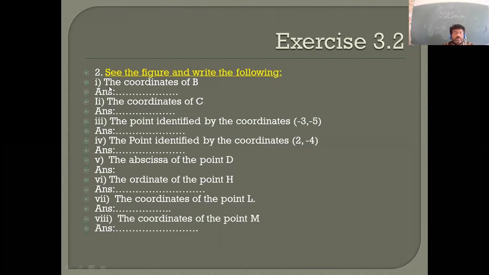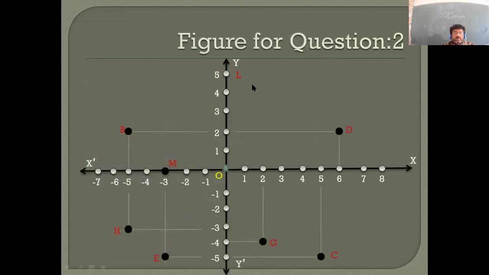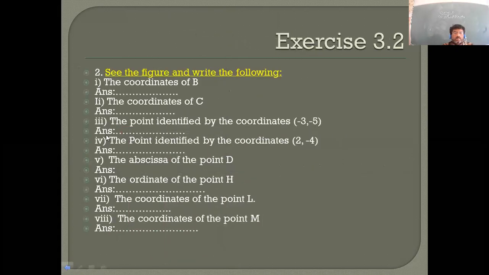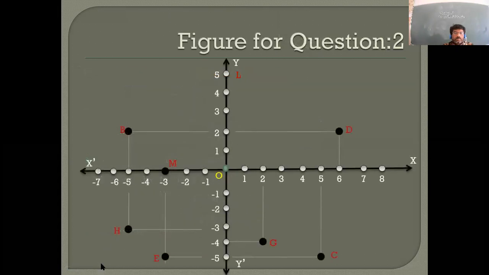Next question, second question. See the figure and write the following. So the figure is there. By seeing this figure, you have to write. What is the first question? The coordinates of B. Where is the point B? B is here. You have to write the coordinates of B. First you have to see the x-axis. On the x-axis, where is it coming? Minus 5. And then go to y-axis, where it is 2. So the coordinate of B will be minus 5, comma 2. You have to put bracket, minus 5, comma 2.